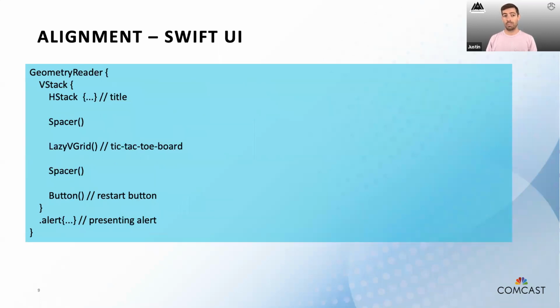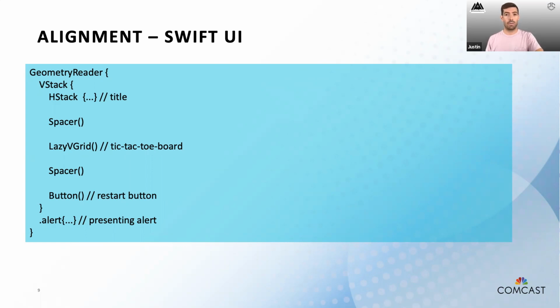This probably looks a little familiar. Kind of similar to what we're doing in Compose. However, one major difference we have here is the geometry reader, which in SwiftUI just gives us the real estate that we have available for us to work with on screen. So it's giving us the height and width of the screen.